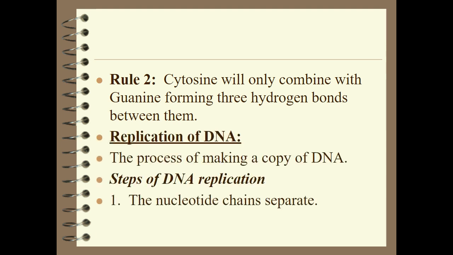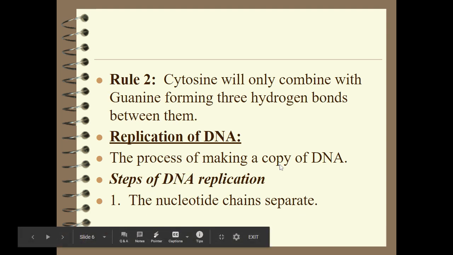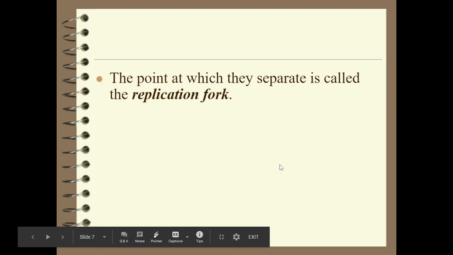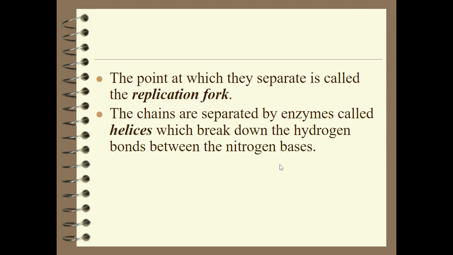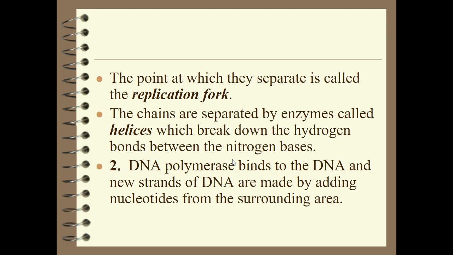So the replication process of DNA in a cell is called meiosis. That is the start of it. So in meiosis, the nucleotide chain separates. So now we have 2 different pairings. They have replicated into a fork, so a replication fork. The chain separates by enzymes called helicases. These break down the hydrogen bonds between the nitrogen bases.